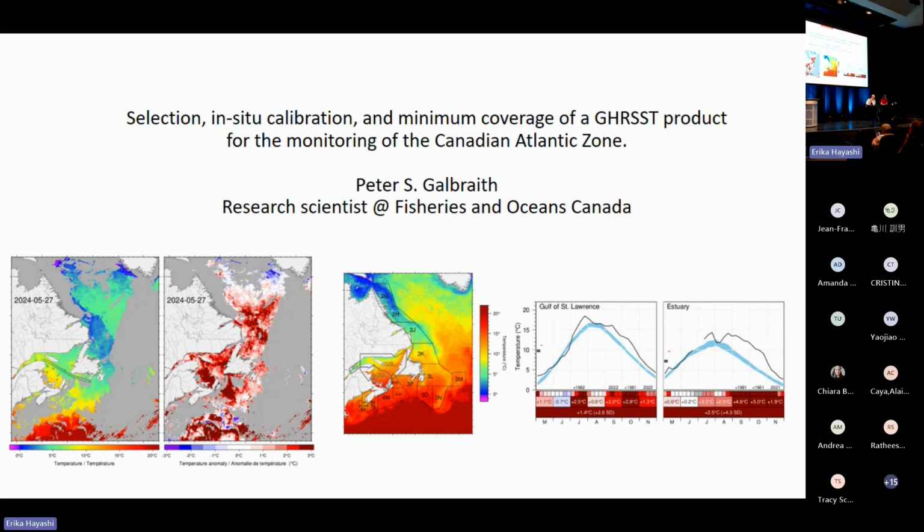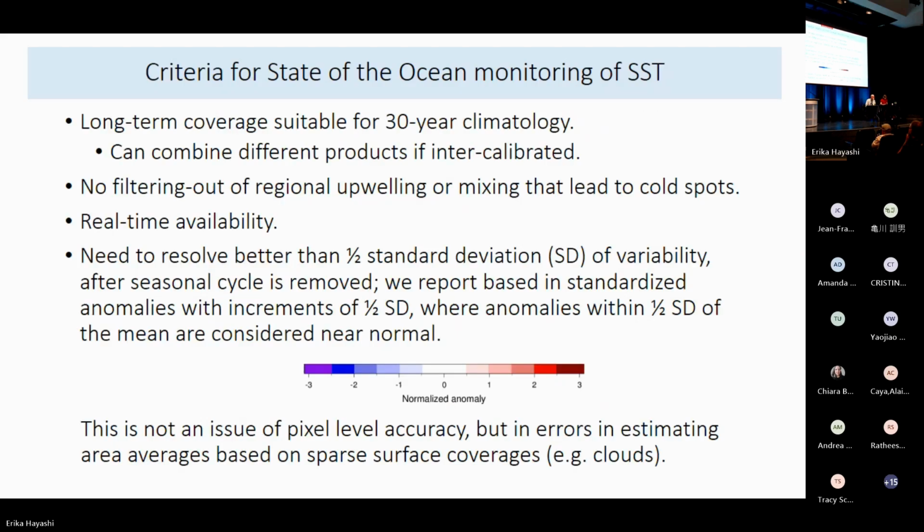So, an example of what we show. If you're going to set up a monitoring program, what are your criteria to use SST as a user? Well, we need a 30-year climatology, basically, because we're going to set anomalies based on a standard 30 years. It doesn't need to come from a single data set. We can merge them as long as we are sure that they cross-fit, right?